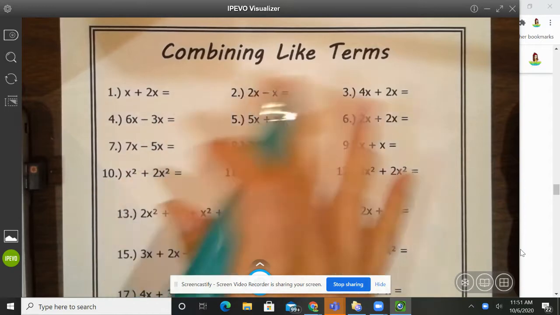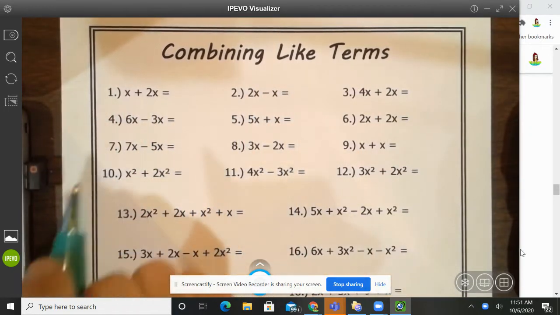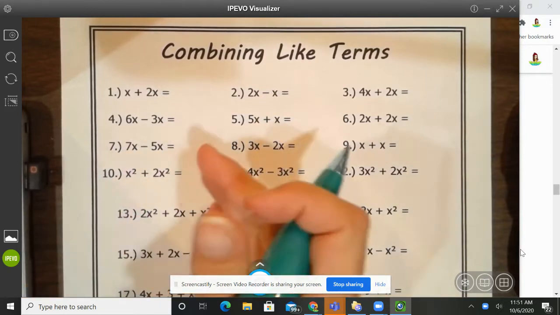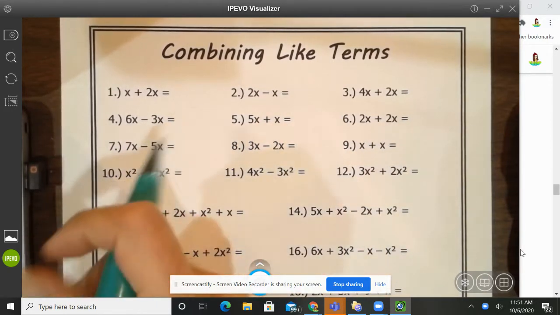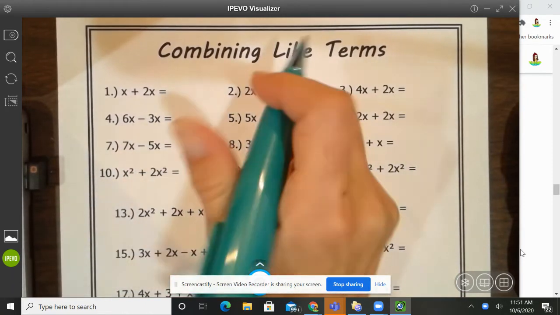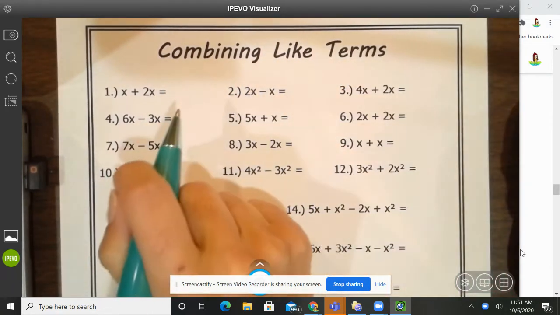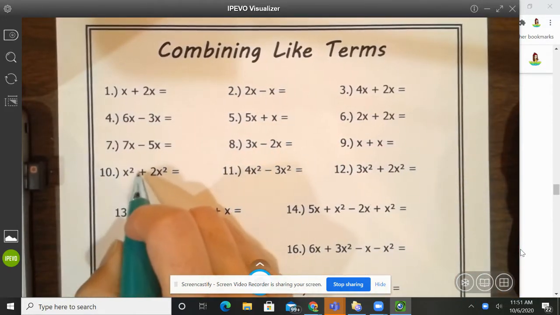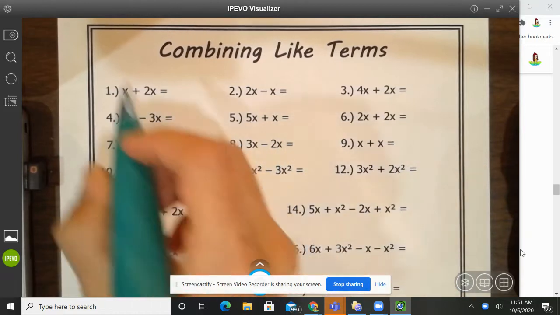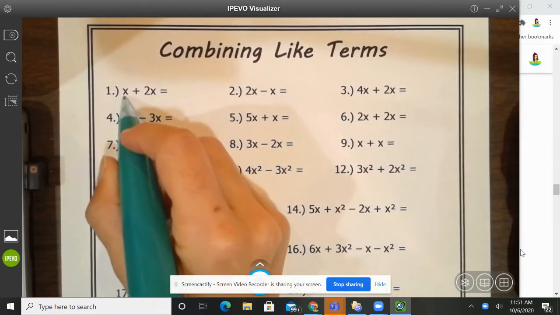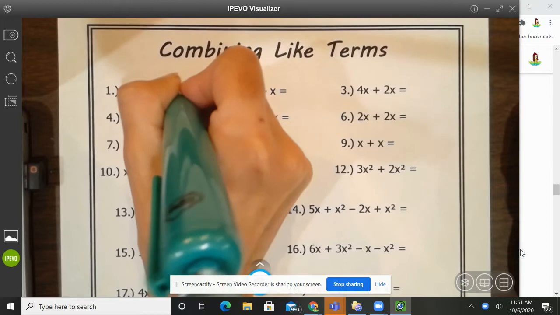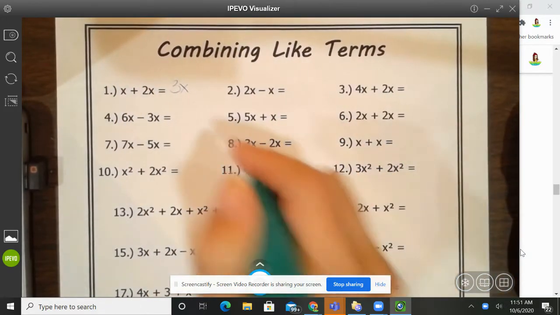Okay, so like terms, really simple. We are going to just simplify these expressions, and the only way we can simplify them is by combining like terms. Like terms mean the same type of terms: x's with x's, y's with y's, x squared with x squared. Remember, when there's no number in front of a letter, that means it's 1, so it's 1x. So 1x plus 2x is 3x, and that's our answer there.